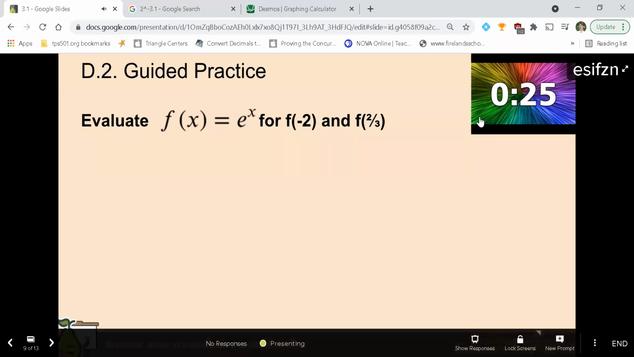26 seconds left. Have you pushed like 6 buttons in your calculator? If not, you have 15 seconds left to do it.